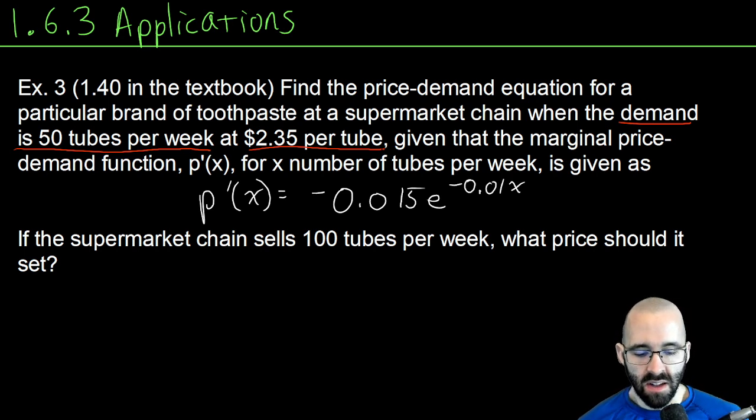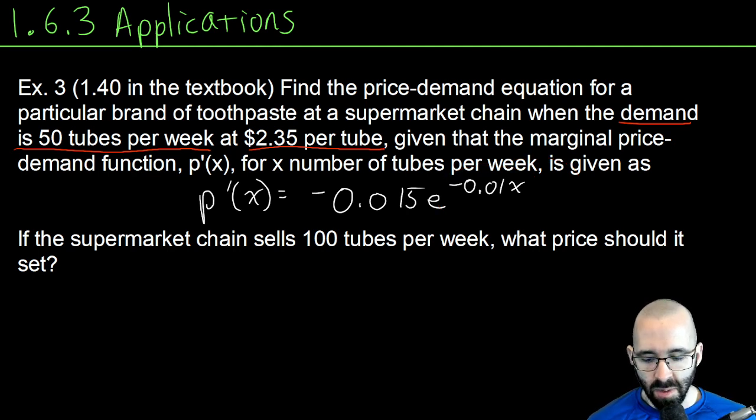The problem also gives us the marginal price-demand function. For a lot of finance, economics, and business applications, marginal is more or less the same thing as derivative. So here we're assuming that the marginal price-demand function, known as P prime of x, for x tubes per week, is given with this exponential formula. Again, this is a decaying formula, exponential decay, because it has a negative exponent.